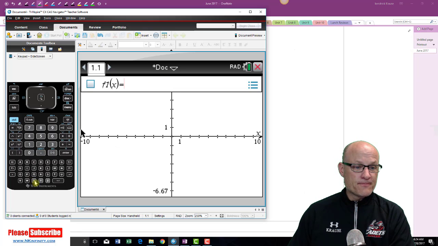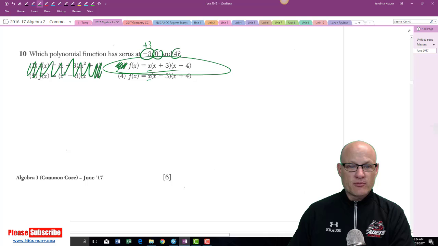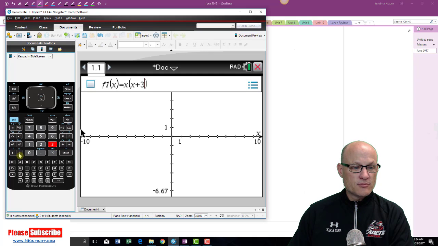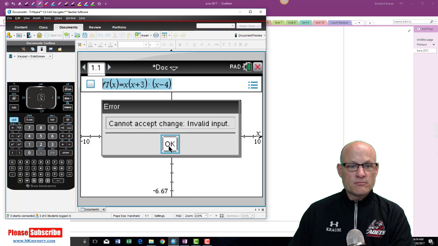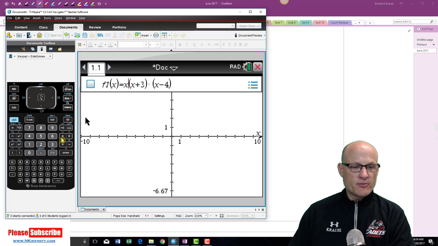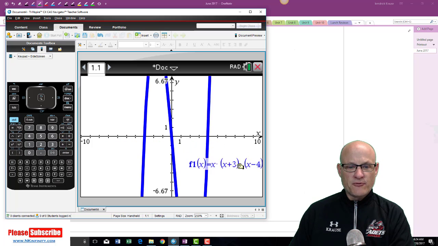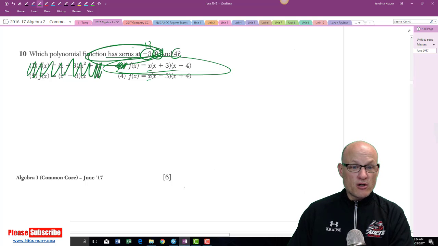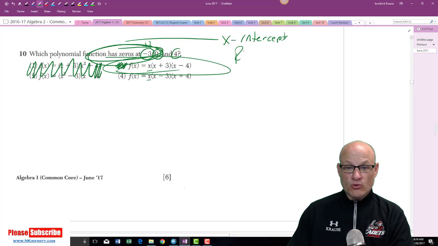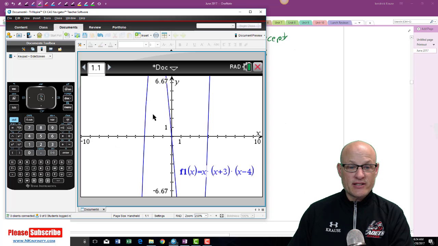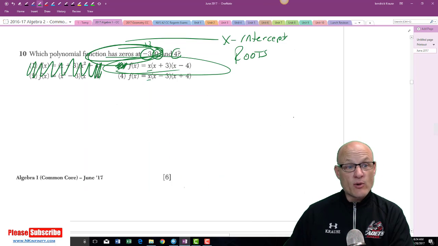We'll go x, parenthesis, x, I forgot if it's plus 3, parenthesis, x minus 4. I think I have to put a times here. All right, so what we're looking for is, does it have zeros? Zeros are when it hits the x-axis. These are also called x-intercepts, or roots. They're called roots, zeros, or x-intercepts. Where does it hit the x-axis? Oh, it hits here at -3. Oh, it hits here at 0. Oh, it hits here at +4. And that's another way to solve that problem.